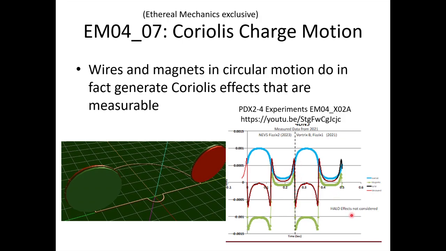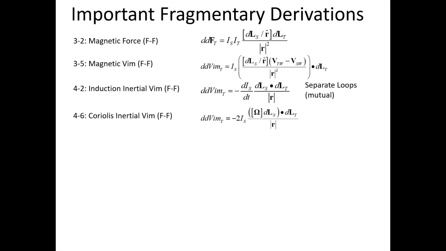experiment. We are not considering halo effects with this because they're very small for systems. They really don't affect systems like this. Halo effects only are very close in effects. And this gives us the Coriolis inertial VIM to add to our list of models which are growing.